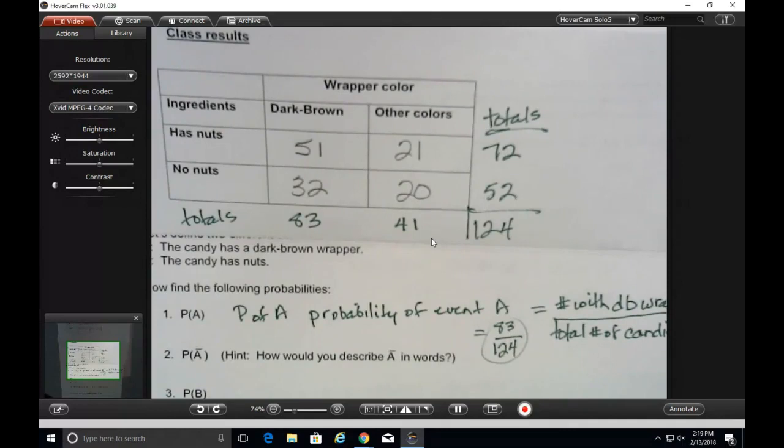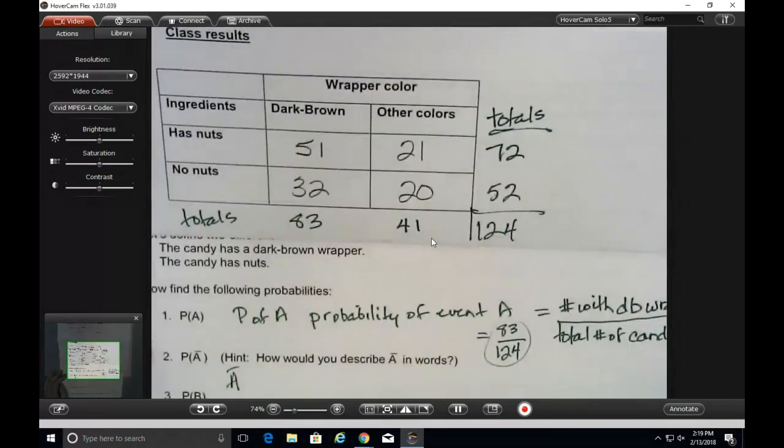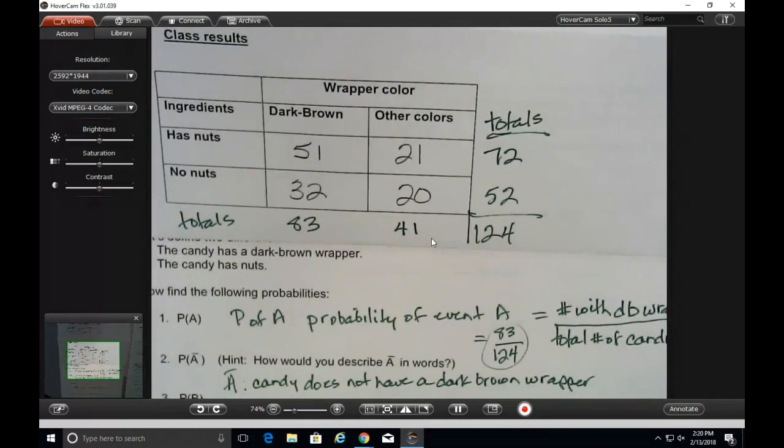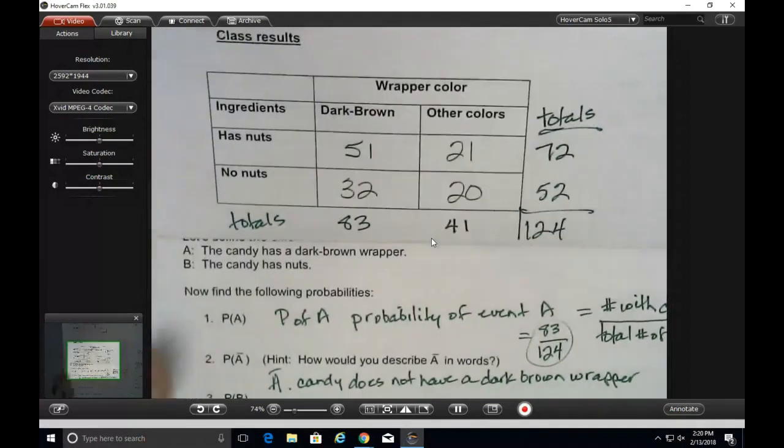If our event A was that it does have a dark brown wrapper, the complement would be the opposite of that, that our candy does not have a dark brown wrapper. That's how we could describe a complement. A lot of times when you're doing the complement of something, all you really have to do is put the word not in there. The original event was that it does have a dark brown wrapper. The complement is that it does not have a dark brown wrapper. So if we had event B that the candy has nuts, the complement would be that it does not have nuts.